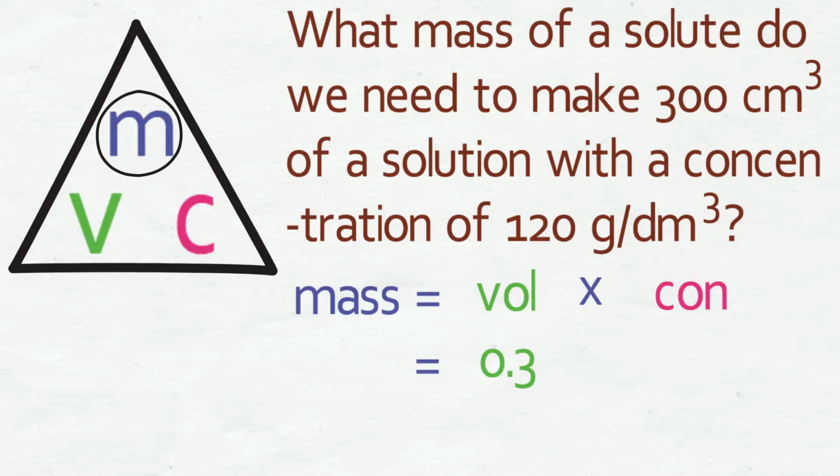The concentration should be in grams per decimeter cubed, and this is what it is currently in. So to work out the mass we do 0.3 times 120. This gives us a mass of 36 grams. So now we know the mass of the solute that we need.